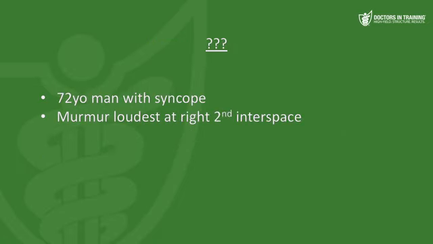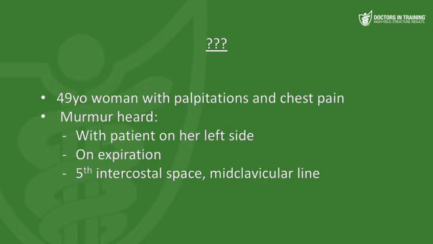The third one was an older man with syncope and a diamond-shaped systolic murmur at the aortic position. That's aortic stenosis. And the last one was a woman with a rumbling, late diastolic crescendo murmur, heard best on expiration, which makes you think mitral. And it's heard best in the left lateral decubitus position, which also makes you think mitral. So this is mitral stenosis.